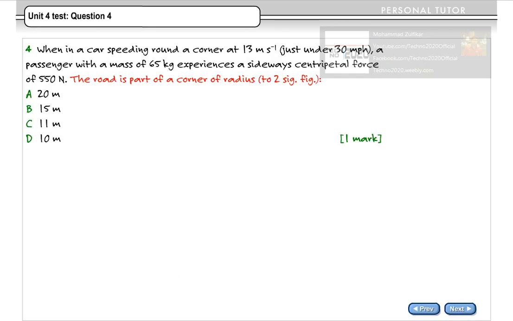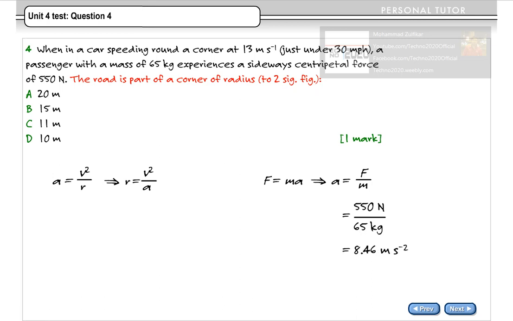The expression for centripetal acceleration is shown here. This rearranges to this expression for the radius r. We now need the centripetal acceleration A. Using F equals m multiplied by A, and rearranging, we get an expression for calculating A. Substituting and calculating, you can see that the acceleration is 8.46 meters per second squared.